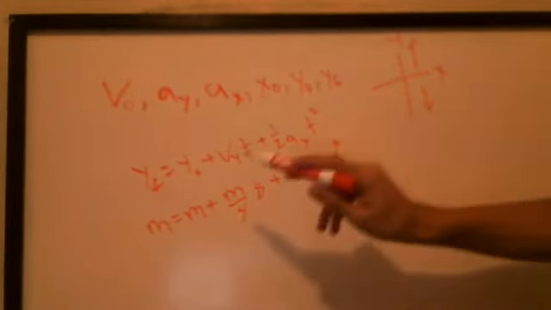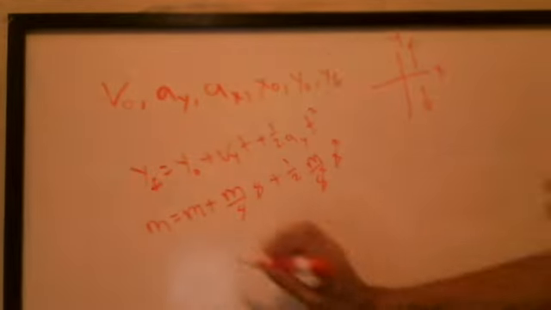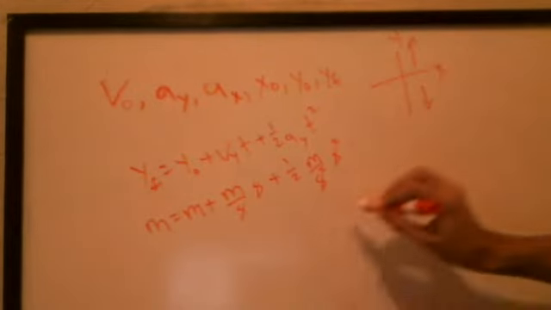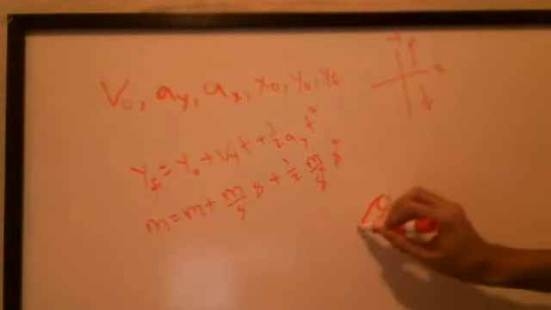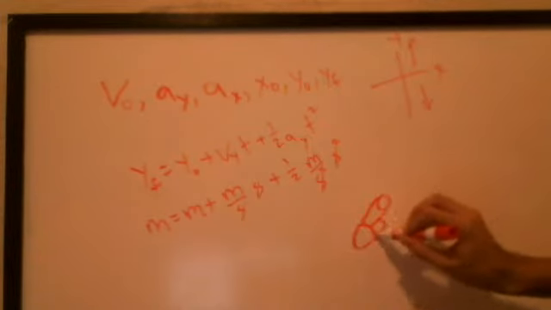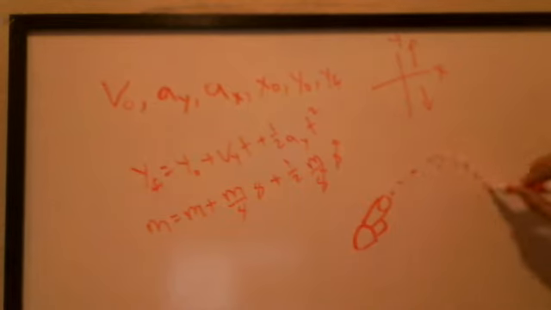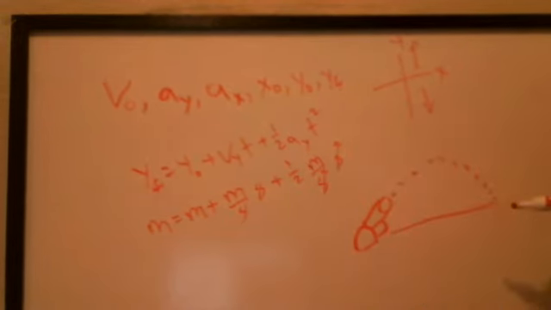So what do we have right here? Y final, which you know is going to be 0 because it has to go from this cannon, which I'm about to redraw, in a parabola form.